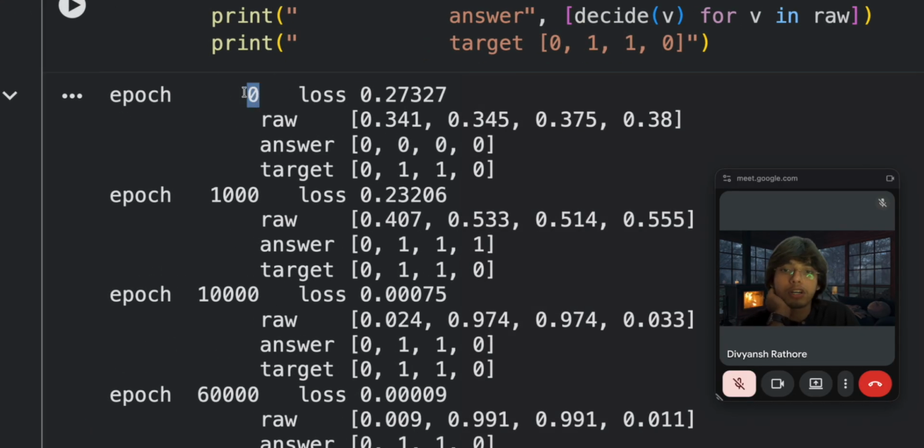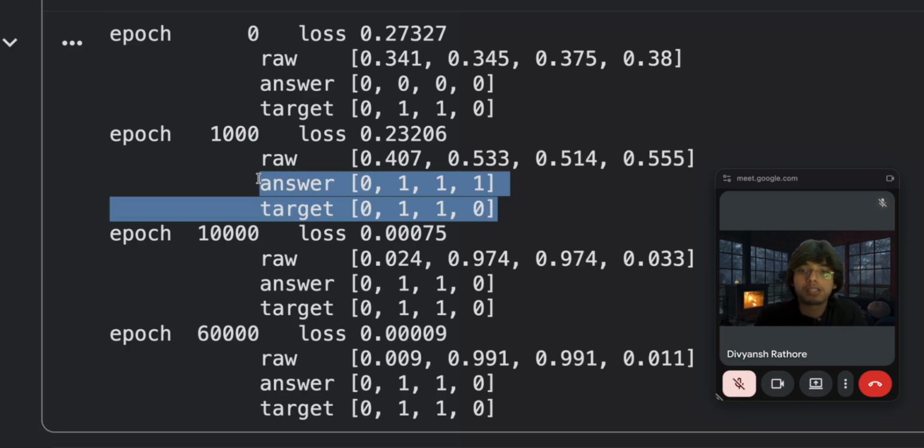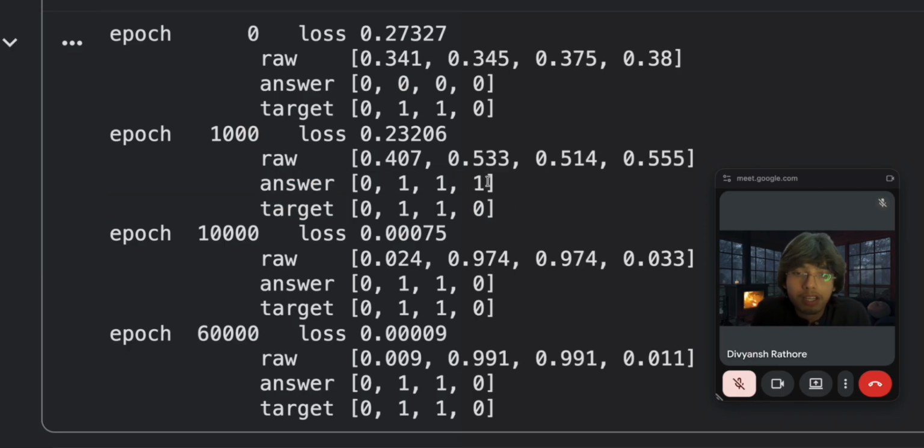At epoch 0, the loss was 0.27, and this was the machine's guess. The target values that we were expecting were 0, 1, 1, 0, but the answer that came was 0, 0, 0, 0. I rounded off the raw values, and this is the answer, but the target was this. After 1000 epochs, the loss decreased to 0.23. This was the machine's guess, and as you can see, we are closer to the target value. We got 3 out of 4 correct here, but still this is not a good guess, right?